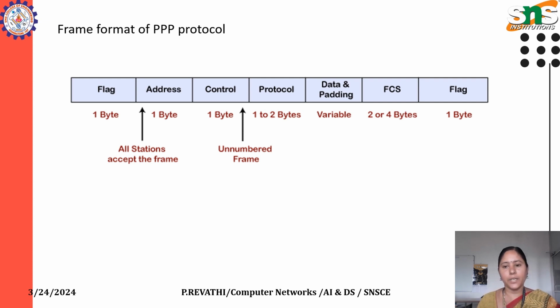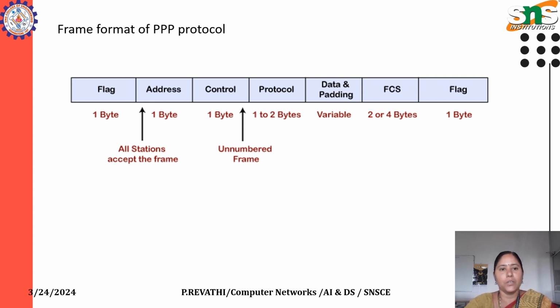Services provided by PPP. It defines the format of frames through which the transmission occurs. It defines the link establishment process. If user establishes a link with the server, then how this link establishes is done by the PPP protocol. It defines data exchange process. How data will be exchanged, the rate of the exchange.